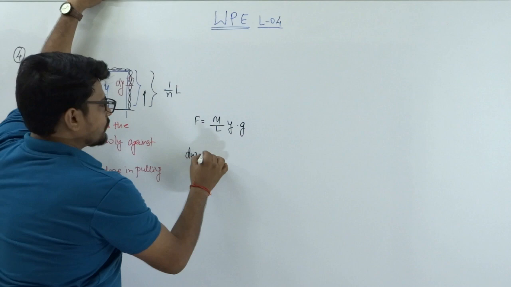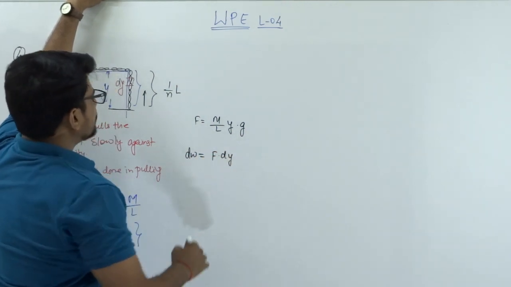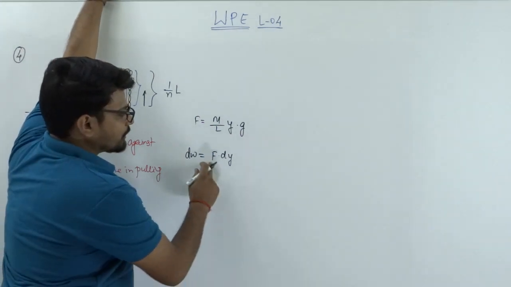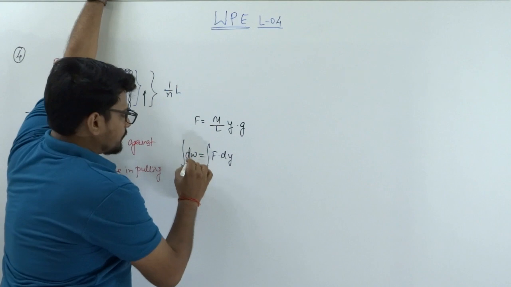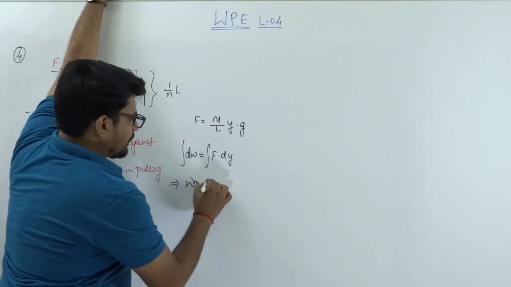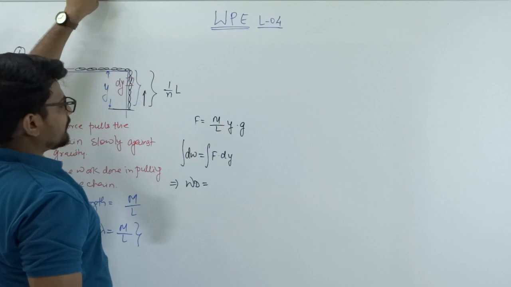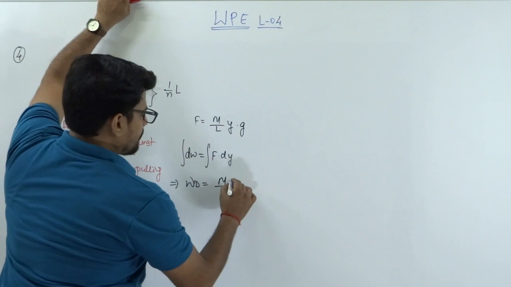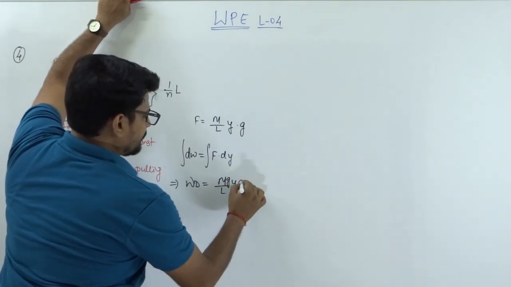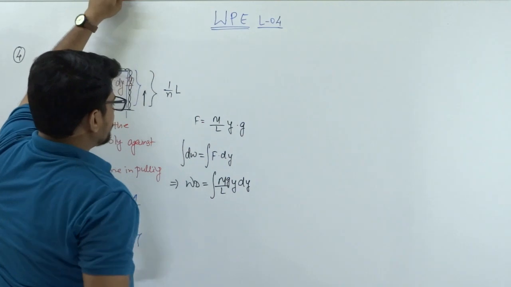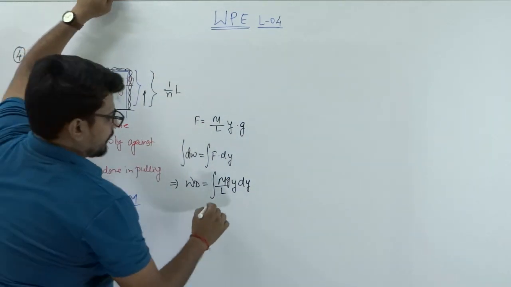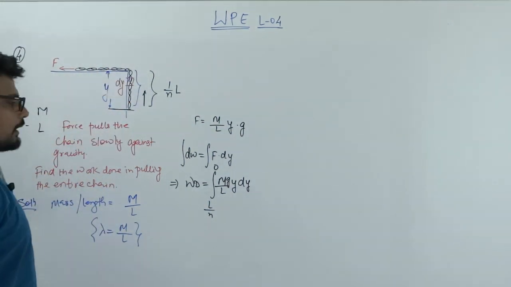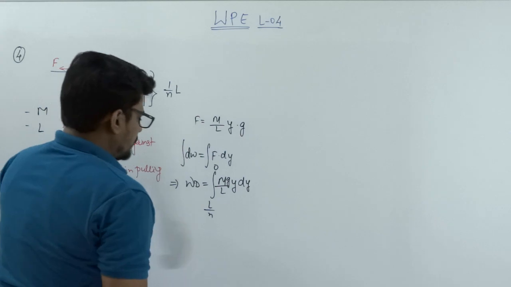So the elementary work done should be how much? F dy, because I'm just taking this dy element up, so it is force into distance. Integrate this to find the total work done. So you'll be getting the work done as, OK, let's put the limit as well. So m upon L y and g you can write here dy, and you know that y is changing from where to where? L upon n to 0, because once the entire chain is on the table, the hanging part should be 0. So this is going to be the work done.